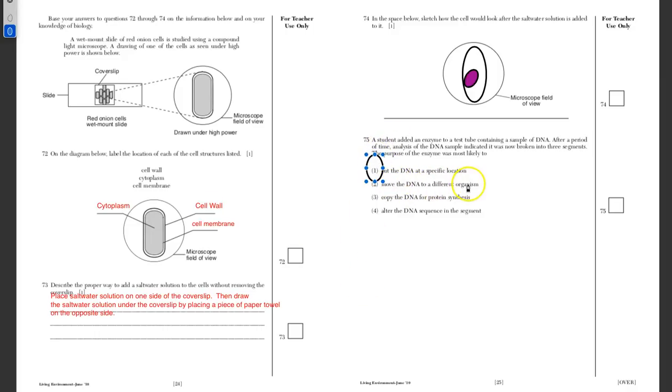Move the DNA to a different organism? No, it's in a test tube. Why would it be in a different organism? So it's not this one. Copy the DNA for a protein synthesis. We weren't copying, we were just cutting them in segments. Alter the DNA sequence. We did not change the nitrogenous bases, ATCG, so we were not manipulating with that. So the best answer is 1.